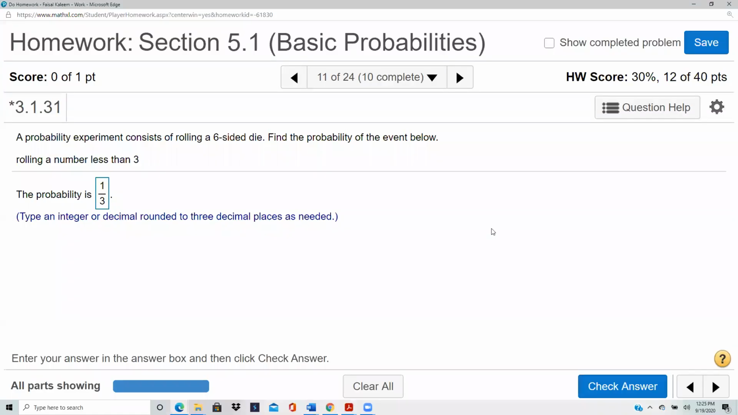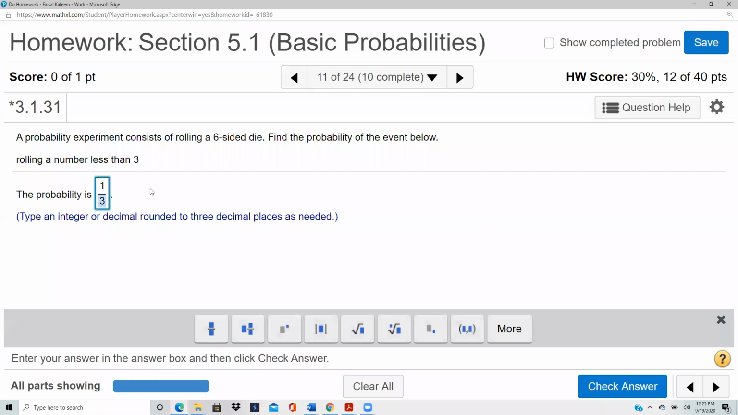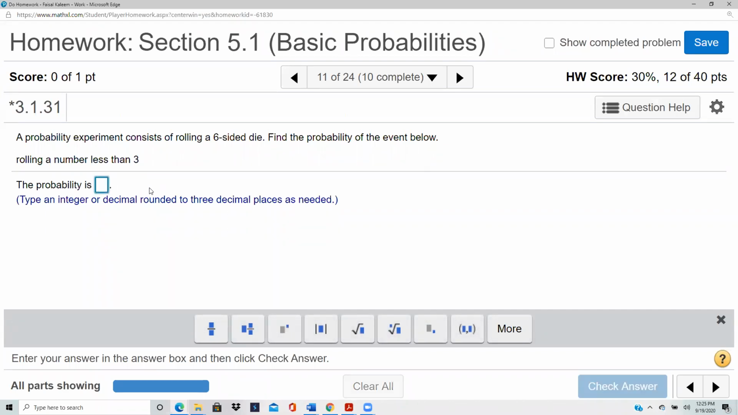A probability experiment consists of rolling a 6-sided die. Find the probability of rolling a number less than 3. So there are two numbers less than 3, 1 and 2. So 2 out of 6 total. So 2 out of 6, and you do a decimal of that, so that'd be 0.333.